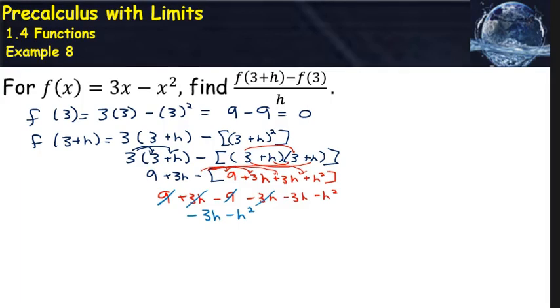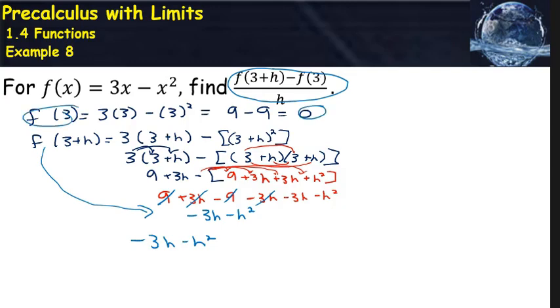Okay, so now I just do this. So this says take f of 3 plus h. So this is f of 3 plus h. That's that right there. So negative 3h minus h squared. And I subtract from that f of 3. Remember, this was f of 3 and it was just 0. So I don't really need to subtract 0. I could, but it's not really necessary. And then that all goes over h.